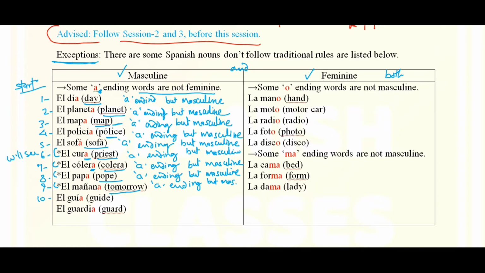Next, el guía. A ending, but it is also masculine. It means guide. One more, el guardia. This is also A ending, but masculine, and it means guard. So we have seen several examples with A as the last letter, and these are masculine, not feminine, as we have done earlier.